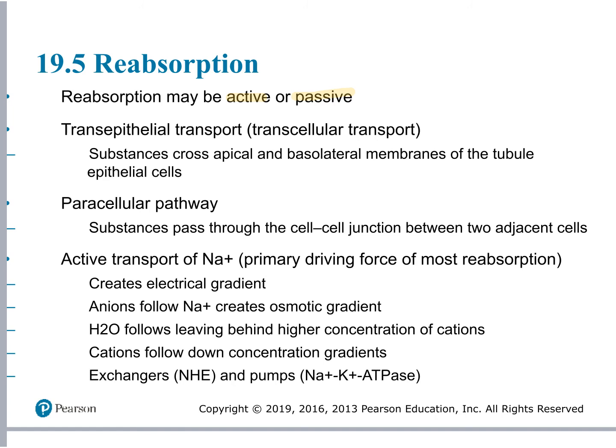There are two methods of reabsorption: transepithelial, or transcellular, which means it goes through both surfaces of the cell. So it goes through the apical surface of the cell, crosses through the cell, and then out to the basolateral surface of the cell into the tissues. And then there's the paracellular pathway, and that is when it passes between the cells, which has to do with passing through the cell junctions.